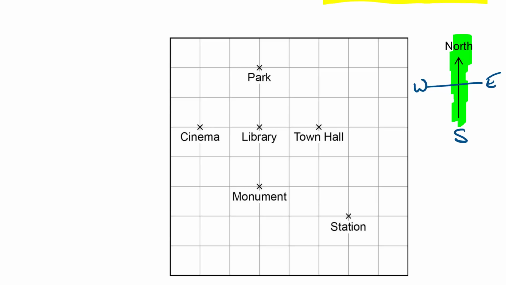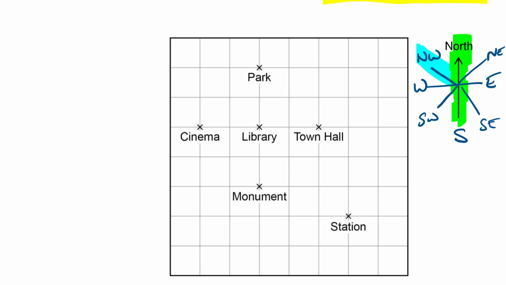And then between north and east you have northeast. Between south and east you have southeast. Between south and west you've got southwest. And between north and west we've got northwest. So we want to know what's northwest of the station. So northwest is in that direction, isn't it?